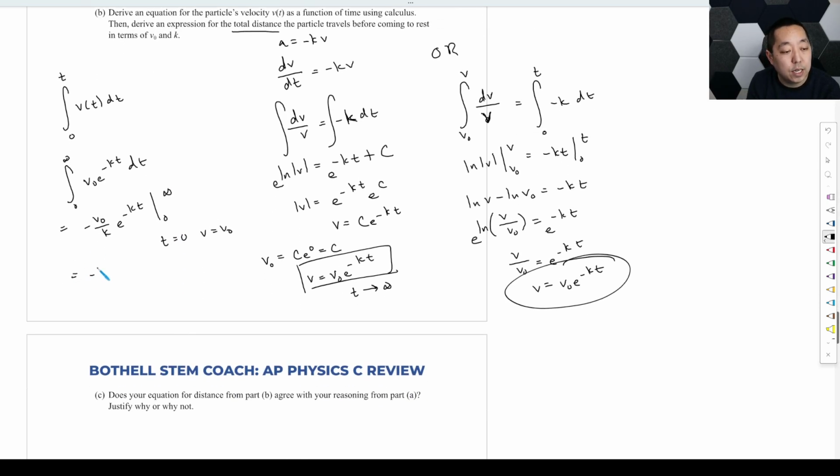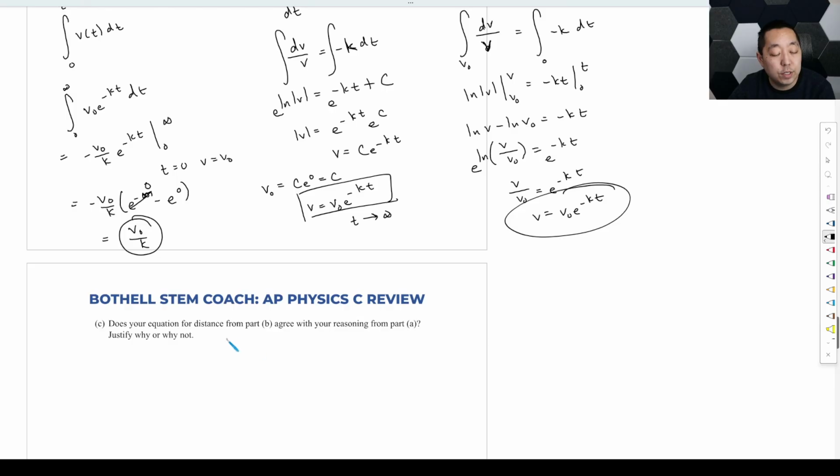That's going to be negative v0 over k times e to the negative infinity minus e to the 0. This is not good calculus notation, but this is not AP calculus. You're allowed to do this kind of stuff. You don't need to write the limit notation. E to the negative infinity is going to go to 0, right? And then this becomes negative 1, so it's just going to be 1. The negatives will cancel, so you get v0 over k is the distance traveled. Okay? And so that's the distance traveled there.